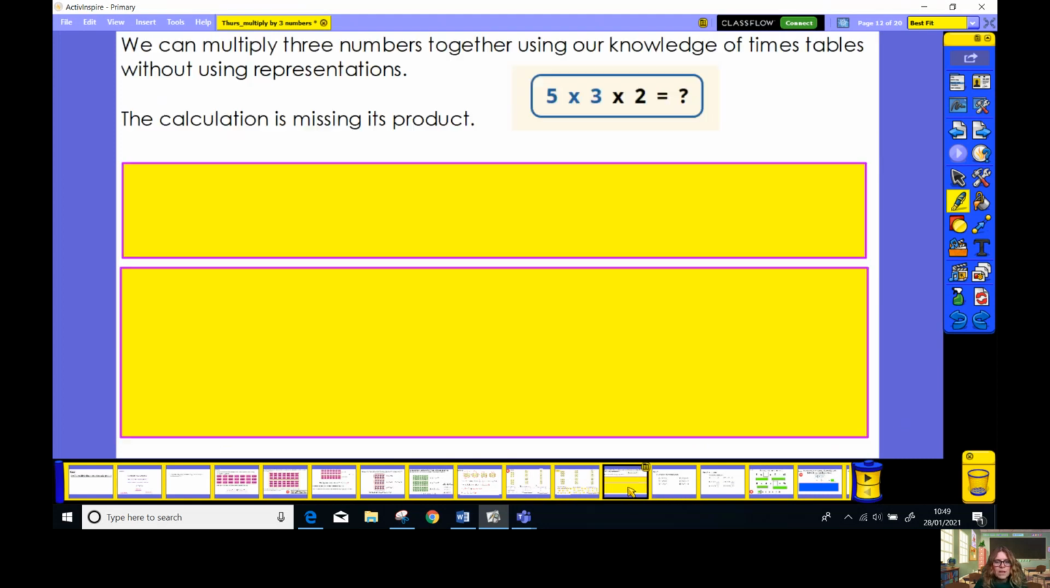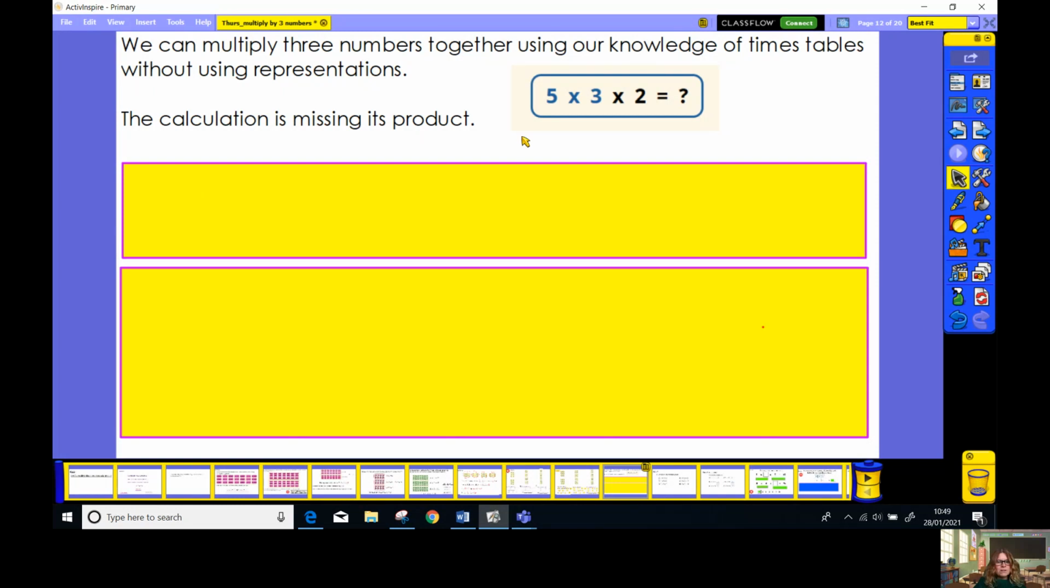Well done. Okay, now we're ready to move away from using representations. We're not going to use counters now, we're just going to use numbers multiplied together, and we're going to really need to rely on our times table knowledge. Here I have a calculation. 5 multiplied by 3 multiplied by 2. 5 times 3 times 2. It's missing its product. So I'm going to need to work out what the product is.